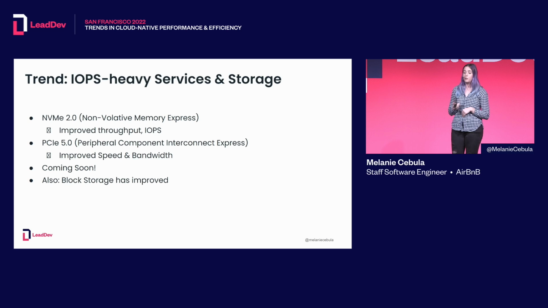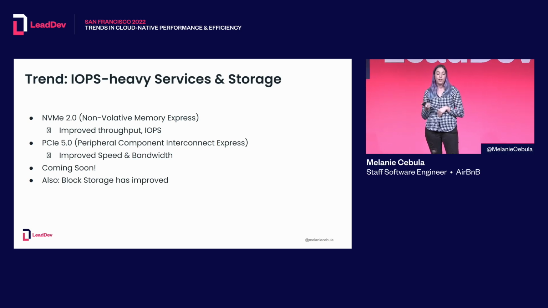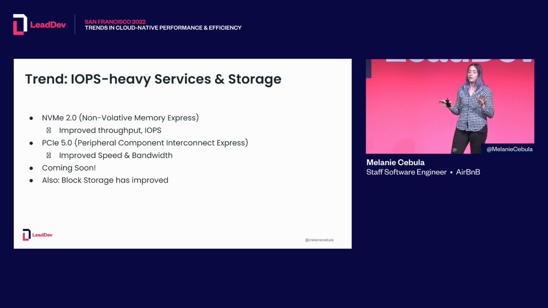Finally, I'm going to talk a little bit about storage. We see that NVMe 2.0 has improved throughput and IOPS, and PCIe 5.0 has improved speed and bandwidth. These are coming soon. Finally, block storage has improved a lot and become much more stable over the years actually. So together, this means that you, or probably your engineers, might actually be able to reevaluate the best storage solution for your workloads based on their needs.